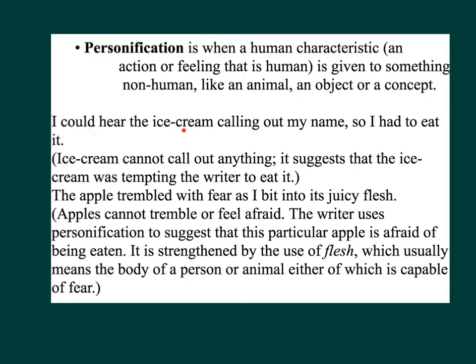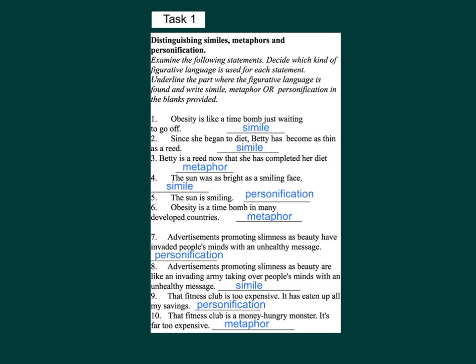I could hear the ice cream calling out my name, so I had to eat it. Ice cream cannot call out anything. It suggests that the ice cream was tempting the writer to eat it. The apple trembled with fear as I bit into its juicy flesh. Apples cannot tremble or feel afraid. The writer uses personification to suggest that this particular apple is afraid of being eaten. It is strengthened by the use of flesh, which usually means the body of a person or animal, either of which is capable of fear.